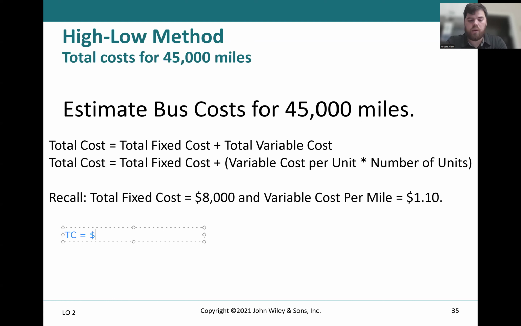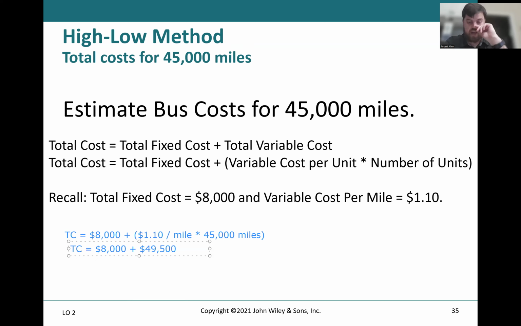So now I know that I can just plug in. My total cost will equal $8,000 plus $1.10 per mile times 45,000 miles. Well, in this case, $1.10 times 45,000. Let's go ahead and do this. Total cost equals $8,000 plus, I believe that's 49,500. Doing that in my head, so you might need to check it, but I believe that's correct. This gives us total cost equals $57,500.